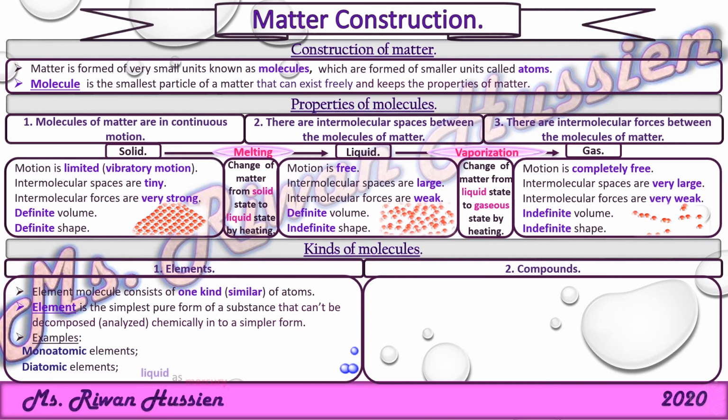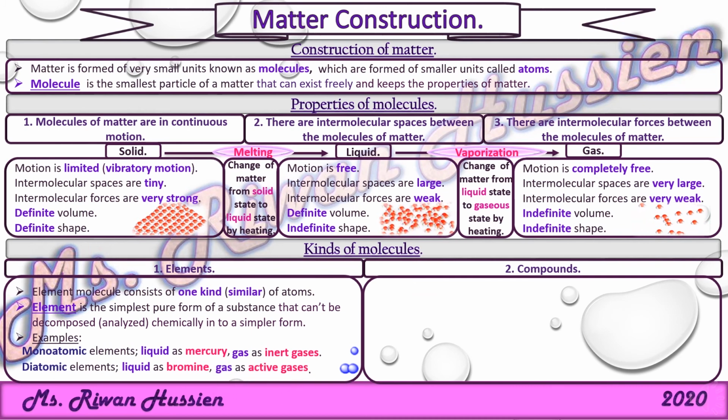Example of a monoatomic liquid element is mercury. Monoatomic gas elements are inert gases or noble gases, which include helium, neon, argon, krypton, xenon, and radon. While an example of a diatomic liquid element is bromine. Diatomic gas elements are active gases which include hydrogen, nitrogen, oxygen, fluorine, and chlorine.